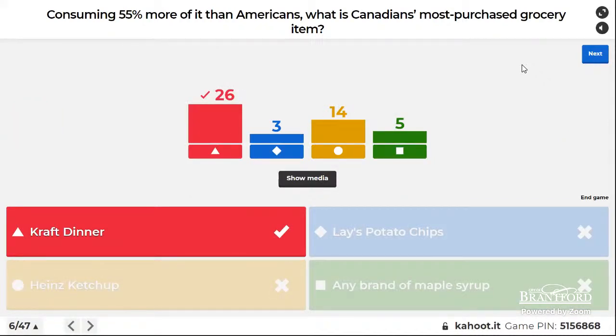Well done. Looks like we got quite a few Kraft Dinner fans in the crowd, and that was the most popular answer. And it is the most popular grocery item here in Canada. We eat quite a lot more of it than the US does.